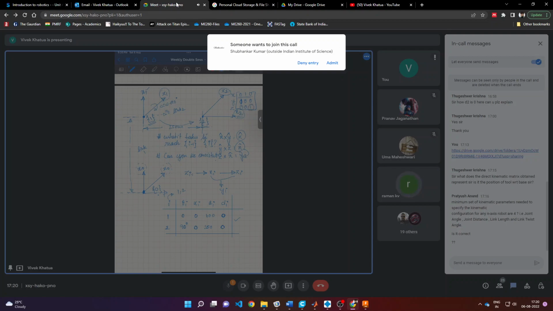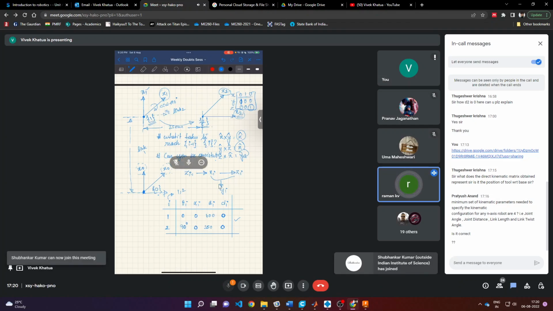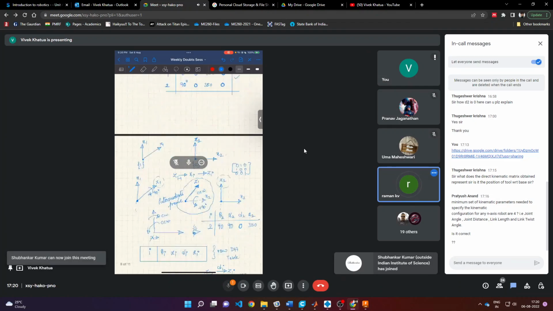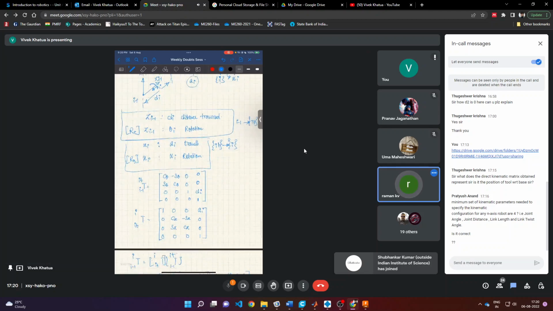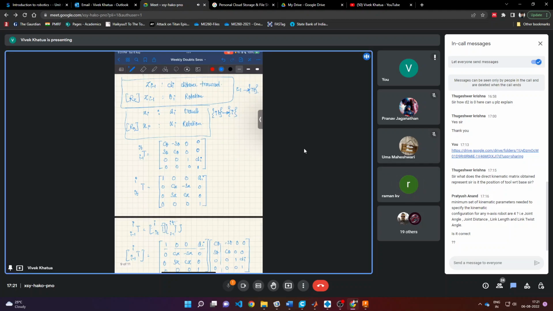Now for the same thing, if I have to write the translation parameters, it would be something like 0, ai, and di, right? The ai offset, 0, di, because we have moved along the y-axis of the initial frame, right? So it would be 0, ai, di.